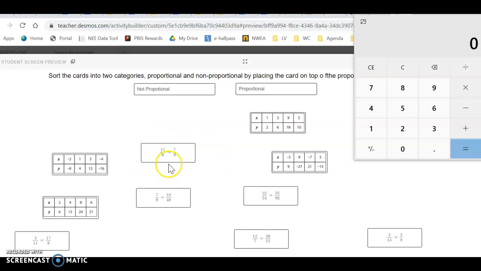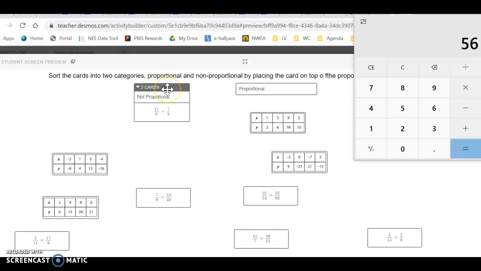What this means is you cross multiply. So 17 times 9 gives me 153. So when I cross multiplied, I got 153. That means when I multiply 8 times 7, if it's not 153, then it's not proportional. We know that 8 times 7 is not 153. 8 times 7 is 56. So then what I do is I drag it up and I highlight over not proportional, and then it will count it as not proportional.